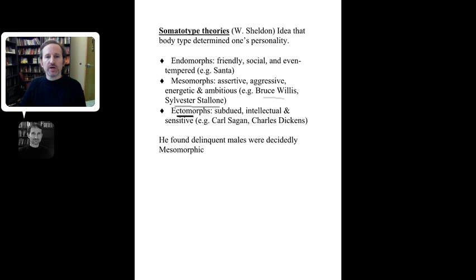The final body type he came up with, somatotype, I should say, ectomorph. And these are what I think of as sort of the reclusive, poetic, thin guys. And that's exactly how he characterized them. Subdued intellectual types, more sensitive. So that would include poets, writers like Charles Dickens, astronomers like Carl Sagan, for example. And probably no surprise, he found in his study of delinquent males that their body types were decidedly mesomorphic. And this has actually been reproduced in other studies as well.